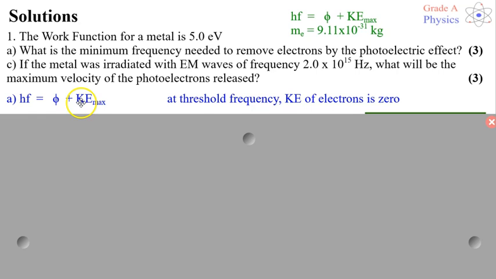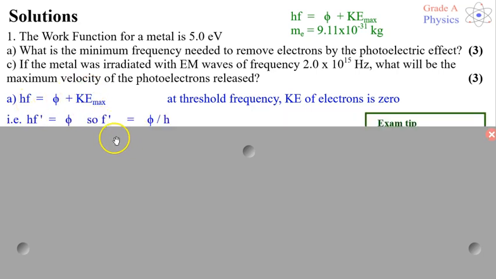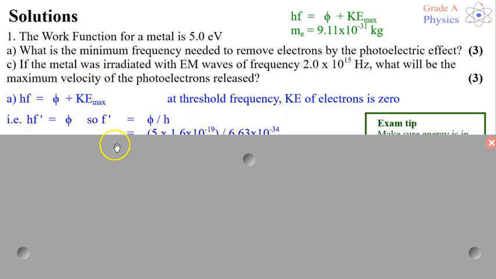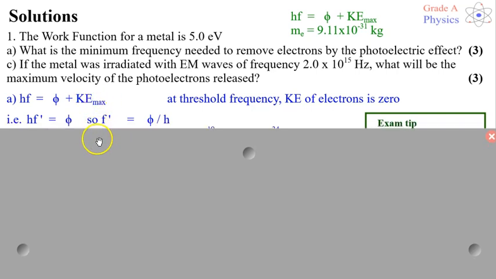So if the KE is going to be 0, this simplifies the formula quite significantly, and we can just get rid of the KE max. So we end up with hf is equal to the work function. Now sometimes we put a little dash here, or a little note, to remind ourselves that this is not just any old frequency, this is specifically the threshold frequency.